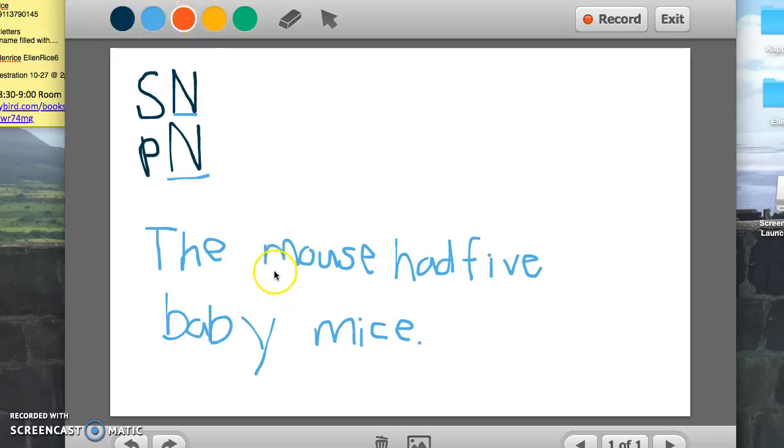Okay, so I'm going to underline the nouns. And we identified earlier that mouse is a singular noun, and mice is the plural noun. Good job, second graders.